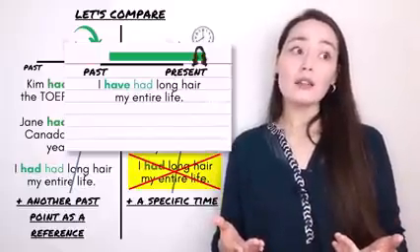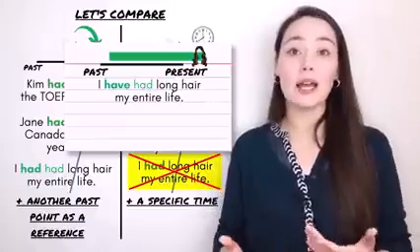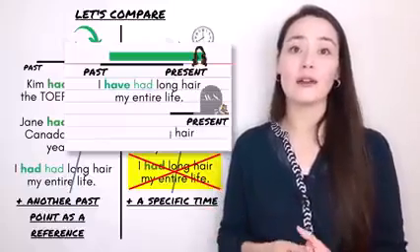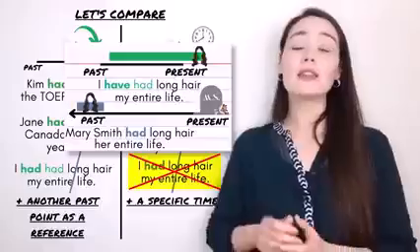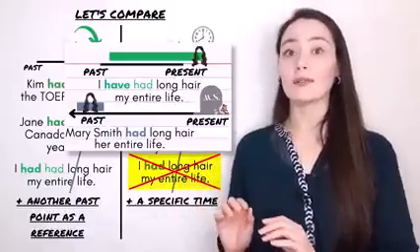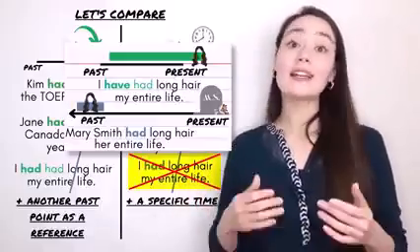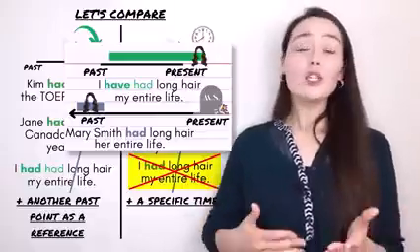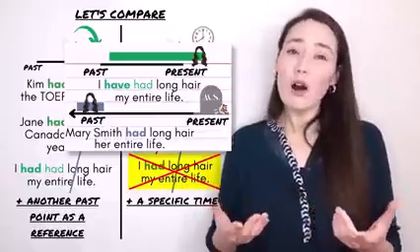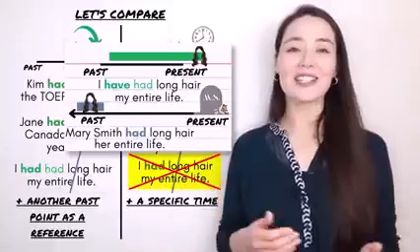I could talk about someone else, someone who is no longer alive. Mary Smith had long hair her entire life. That works. So whenever you use a tense, you can't only look at the grammar. You also need to look at the logic of the situation.